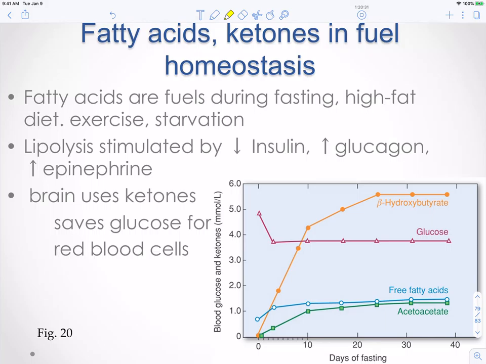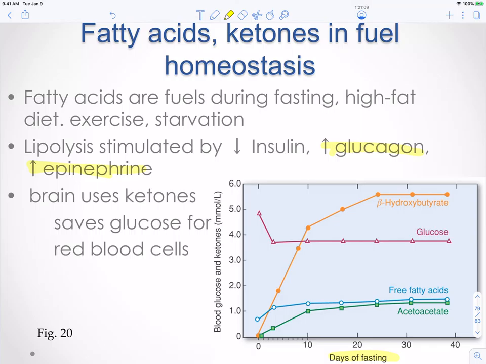Okay, so during fasting, depending on the number of days of fasting, you're going to use different fuels. So fatty acids are, of course, going to be what our bodies use in between meals. They also can be used when you have a high-fat diet, when you're exercising and need to tap into your fuel sources, and during starvation, of course. Lipolysis is going to be stimulated by glucagon. It's going to be prevented by insulin, and also our stress hormones will also stimulate lipolysis.